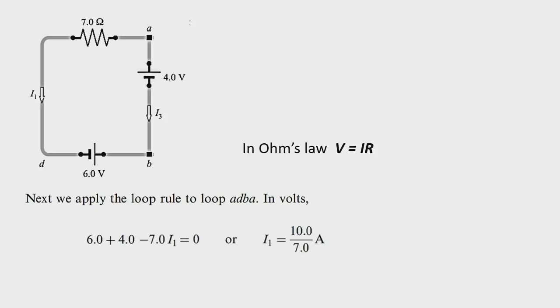And so, the loop rule states that all of the voltages in a loop will equal to 0. And so the first volt that we have is 6 volts, and we also have 4 volts. So 6 volts plus 4 volts minus the voltage drop along the resistor with a resistance of 7 ohms. And according to Ohm's law, V is equal to IR. Thus, our R is 7 ohms, and that will be multiplied to I. So I1 will now be equal to 10 over 7.